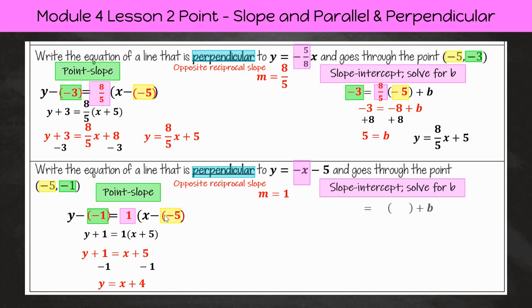Now, if you did the slope intercept form and solved for b, then you had -1 is equal to 1 times -5 plus b. -1 is equal to -5 plus b. Once you add 5 to both sides, then you got b was equal to 4. And then I just had to plug that in with my slope of 1 and my y-intercept of 4. And there I had my equation. Now again, you only had to do it once. So if you chose point slope and you got the right answer, you're good to go. If you chose slope intercept, then that's fine too.